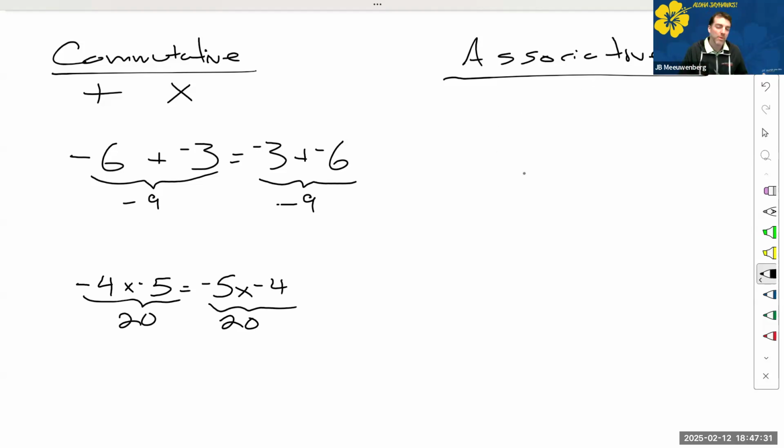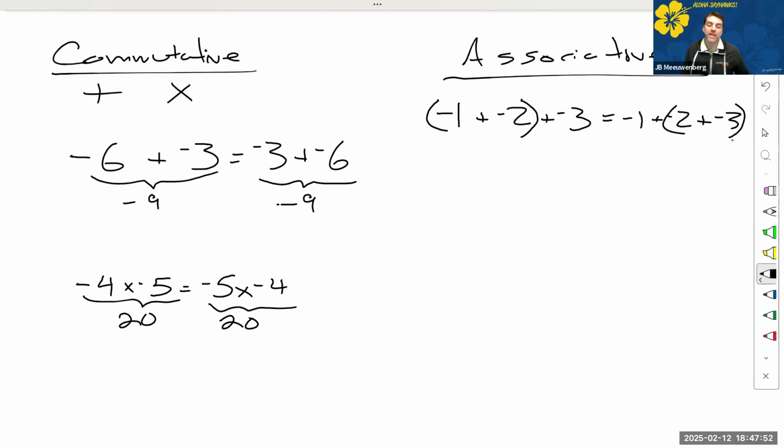Associative property also works. Remember, with associative, you're really looking at 3 different numbers. So maybe -1 plus -2 plus -3. And there's that one number in the middle. And the number in the middle is wondering, should I associate with the first number? Or should I associate with the second number? It doesn't matter. It's just where the grouping symbol is. If we did it this way, -3 plus -3 would give us -6. If we did it this way, -1 plus -5 would give us -6. So you can see what that associative property looks like.